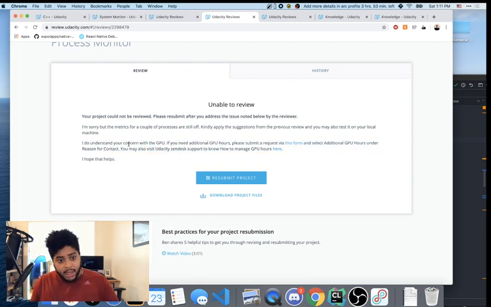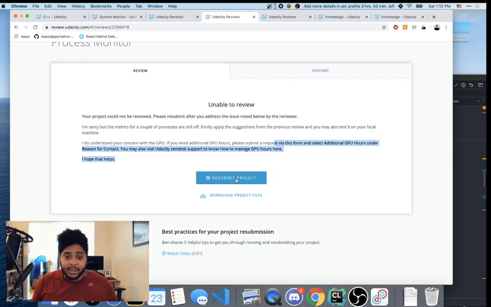The reviewer says, "Here, I do understand your concern with GPU. If you need additional GPU hours, please submit the request via this form." Not really. It's not a GPU hours issue. I'm nowhere near running out of GPU hours when I had it. In fact, there's no such thing as GPU hours right now. It's that the GPU option is completely gone. So it seems that no matter how I try to explain this to the review team or to the support team, nobody really knows what's going on.